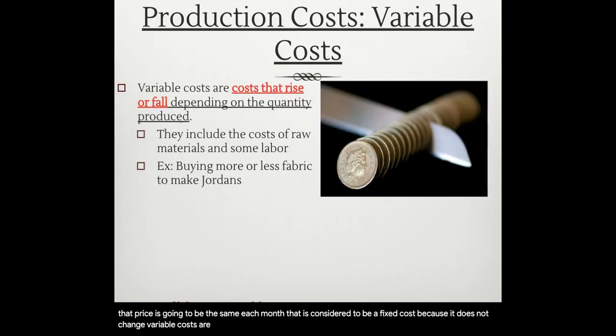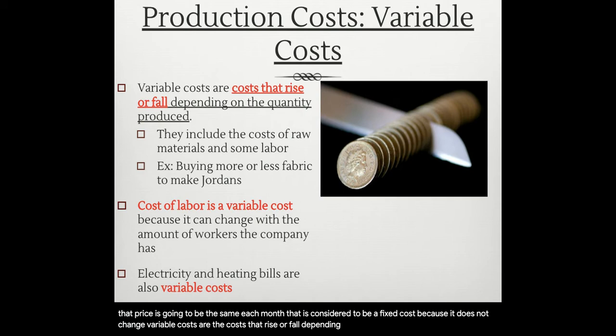Variable costs are the costs that rise or fall depending on the quantity that you produce. So this would include the cost of the raw materials and the labor. If we're making shoes, if we're making the Jordans, the fabric, okay, if we're making more shoes, our variable costs are going to go up because we're going to need more fabric to make these shoes. Cost of labor is a variable cost because it can change with the amount of workers that the company has.